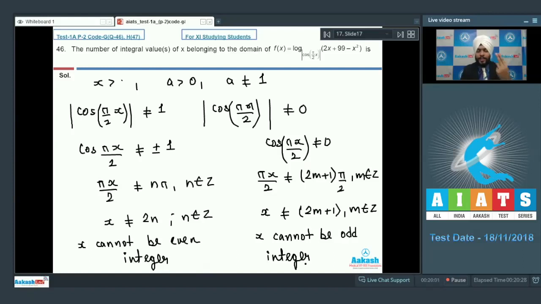The question asks you the number of integral values of x belonging to the domain of the function f(x). The answer is 0. Okay, so very simple question, just applying 2 conditions, we have got the answer. There is no possible integral values of x belonging to the domain of this function. Okay, let us move further to the next question.